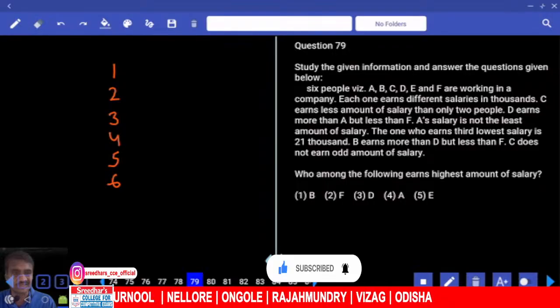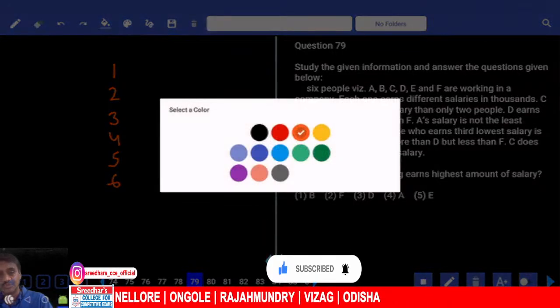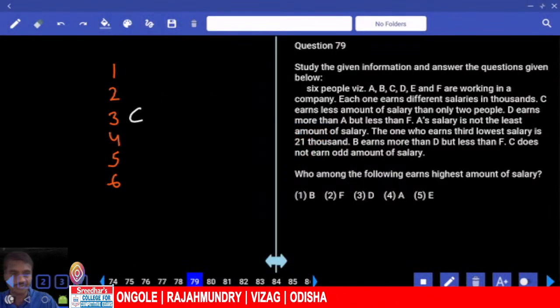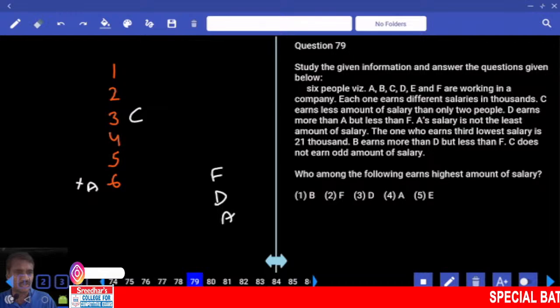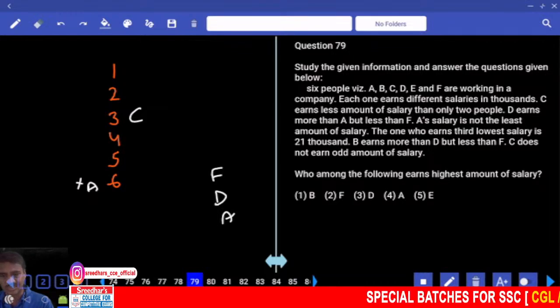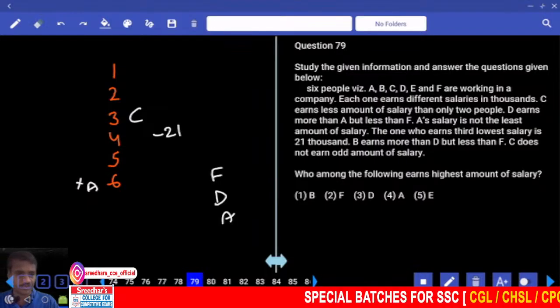C earns less salary than only 2 people. Now C earns less than only 2 people, and D earns more than A but less than F. A's salary is not the lowest, so A cannot be at this place. And the one who earns the third lowest salary is 21. Then who is that one? Third lowest salary, the one who comes at the fourth position.